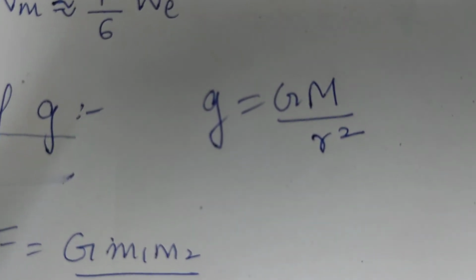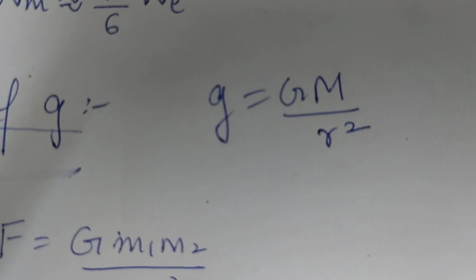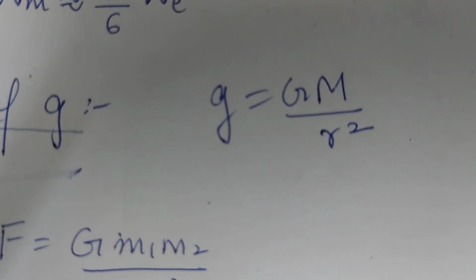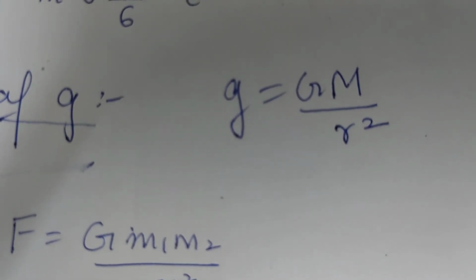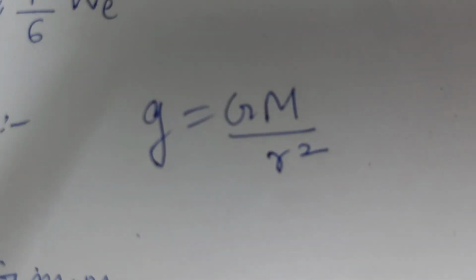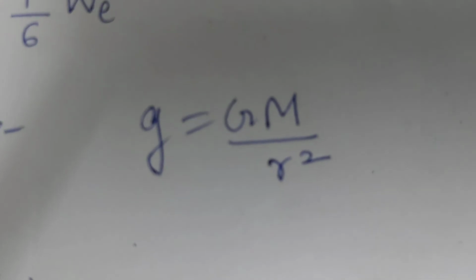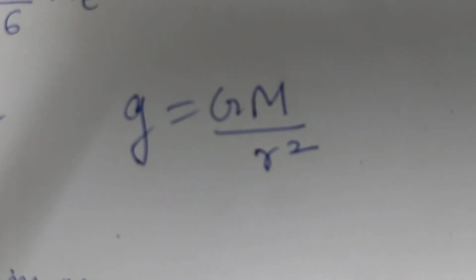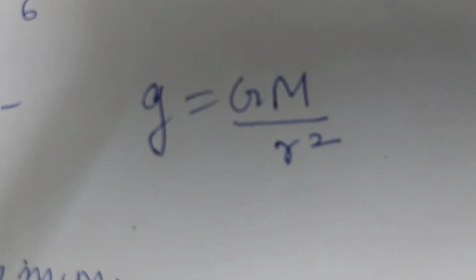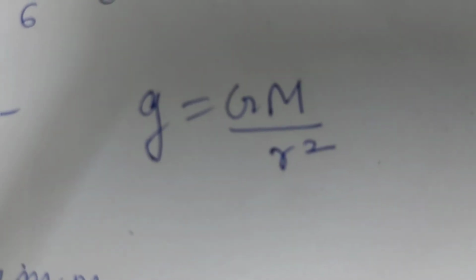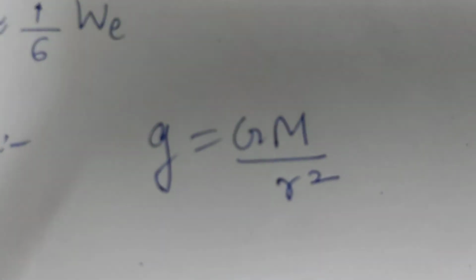And if you remember, I have discussed before also, that Earth is not a perfect sphere. Its shape is not exactly spherical. It is flattened near the poles and bulging near the equator. So because of this, the g value will be different at poles than at the equator. So at different places on Earth, the g value will be different. And let me draw the diagram here.